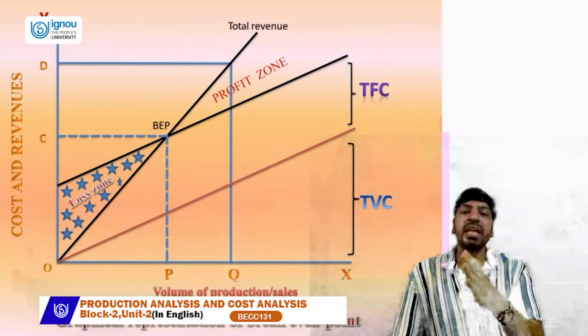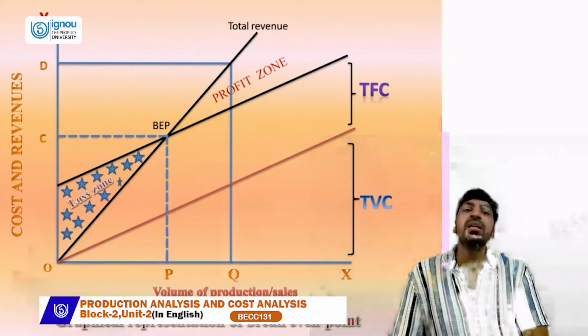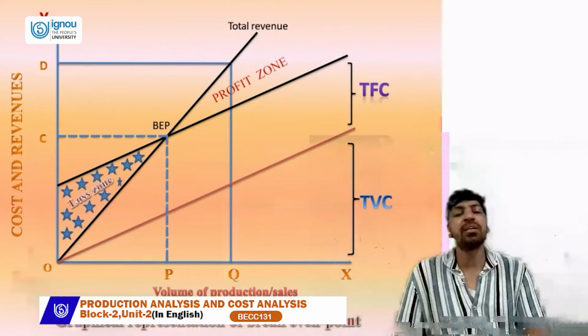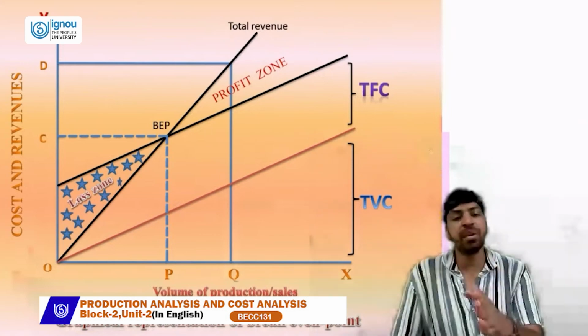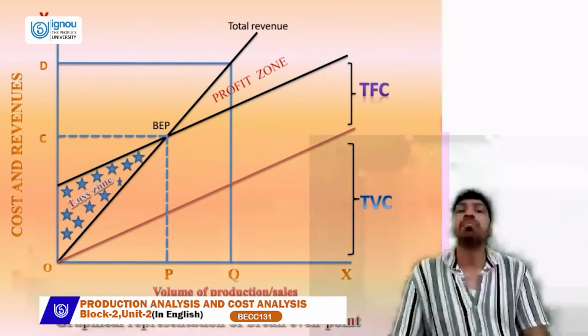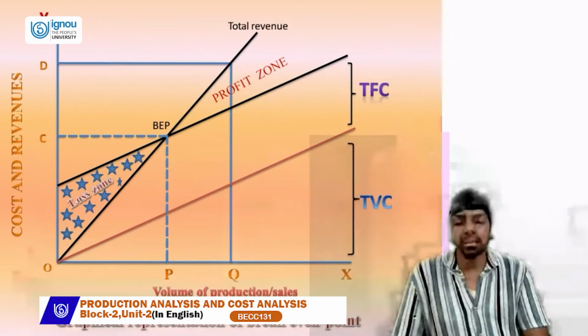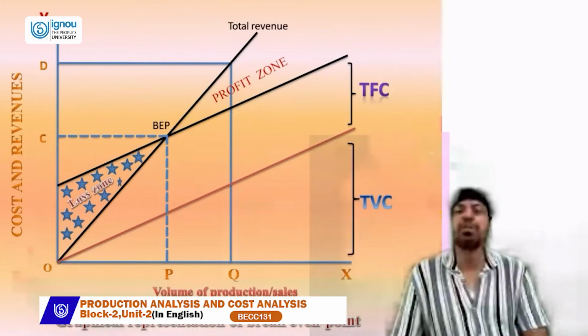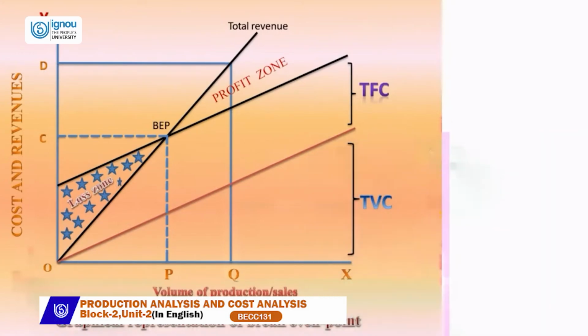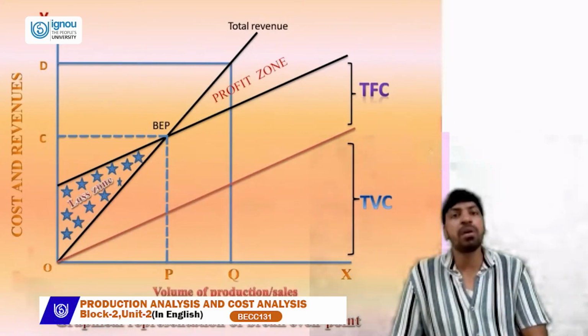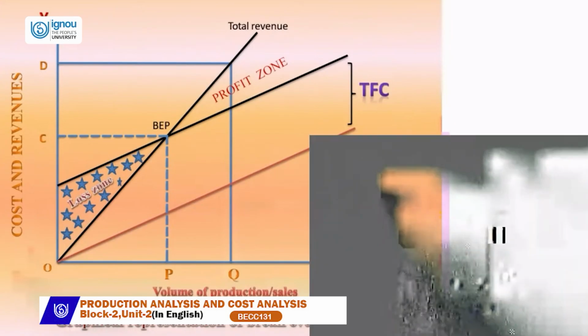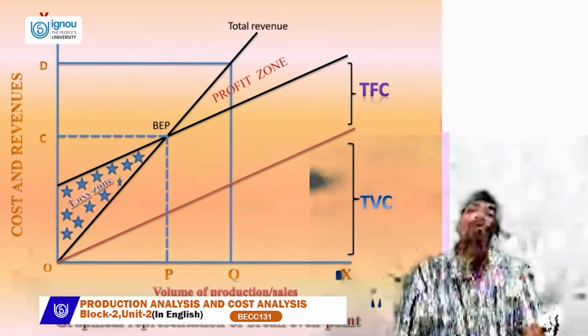So once we have a difference between the total cost and the total revenue, you can see the red line, which is called the profit line. The difference between the total cost and the profit line is called the total fixed cost, and the difference above the profit line is called the total variable cost. Total cost and total revenue above the break-even point, that is the profit zone.